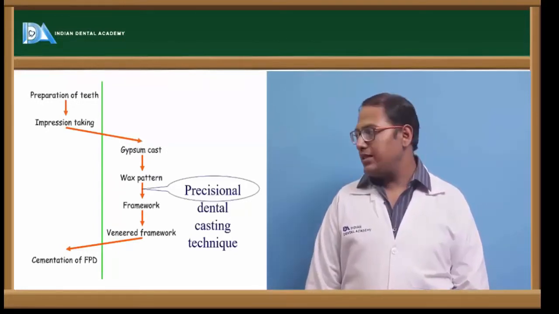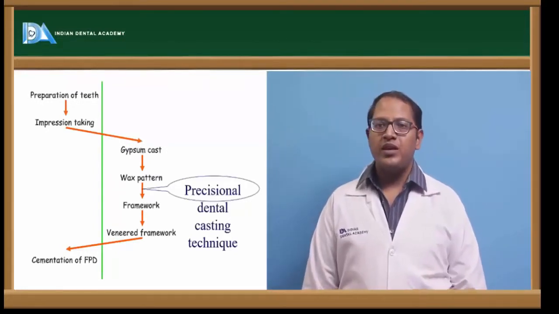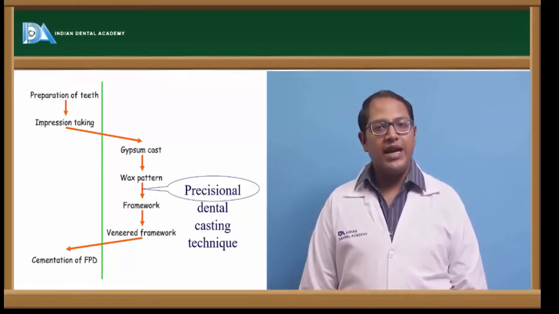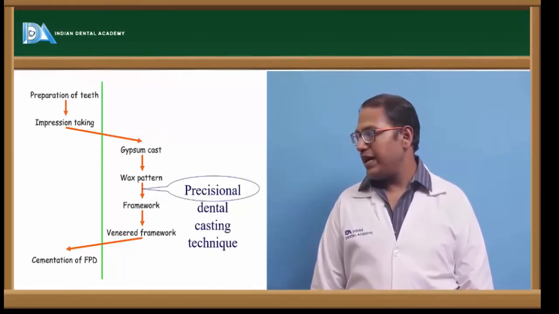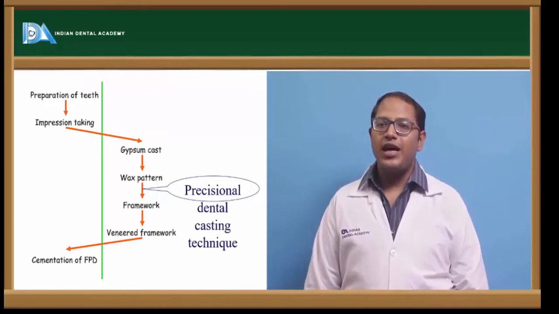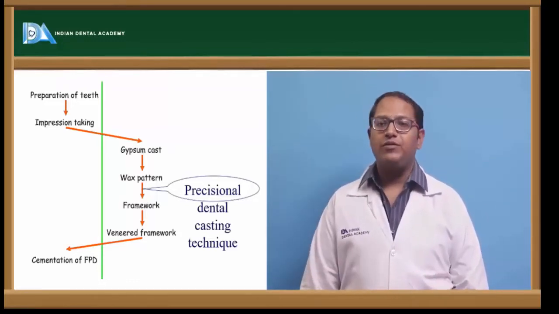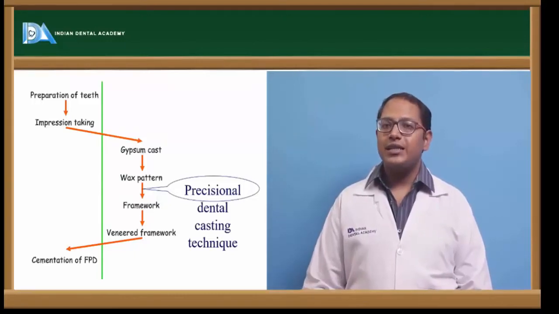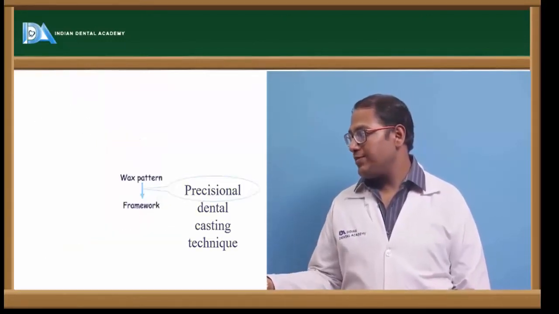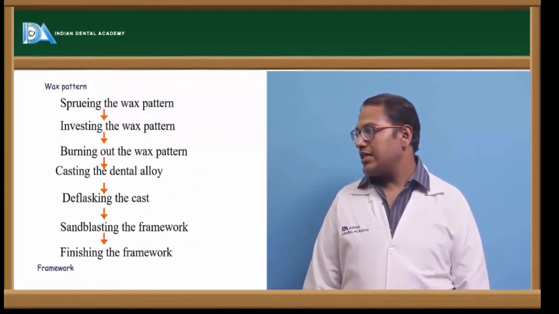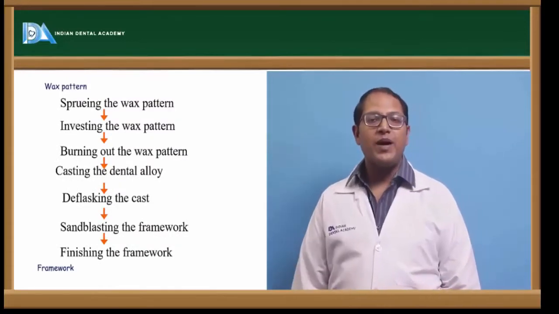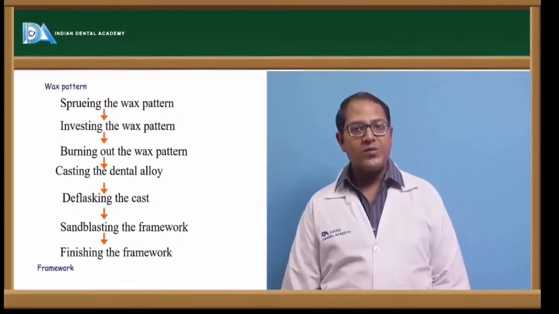Initially we will prepare the teeth, then the impression is made. Then you have to make a gypsum cast out of it. You will prepare the wax pattern. From the wax pattern, you will use a precision dental casting technique to convert it to the framework. Now, what does that casting technique consist of? What are the steps it consists of? It consists of spruing the wax pattern, then investing the wax pattern.